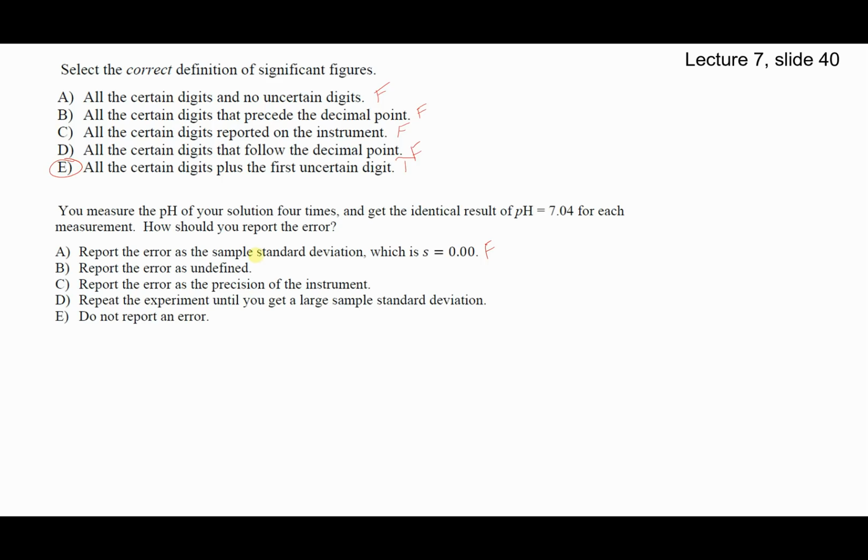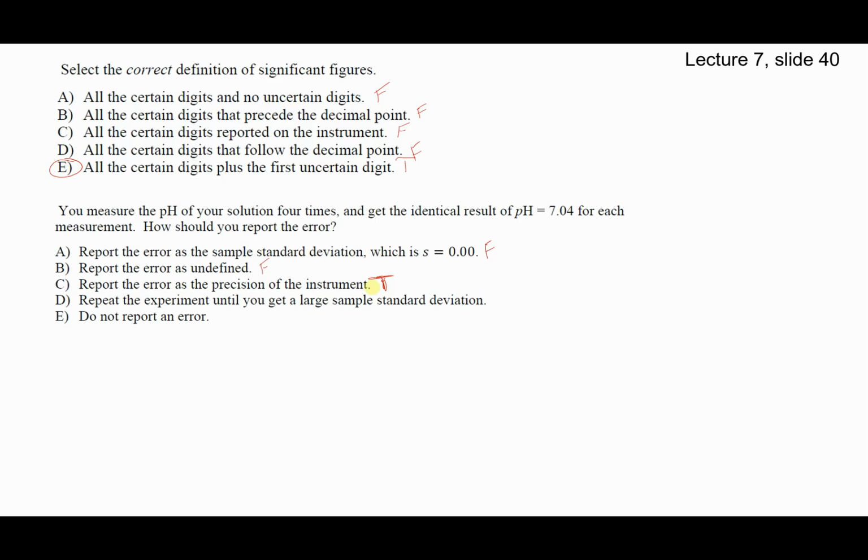B, report the error as undefined. No, we're not going to report the error as undefined. That is not what we do. We have never done that in class, and you shouldn't. C, report the error as the precision of the instrument. Yeah, we totally do that. Once you get too small, the best you can do is the instrument error or instrument precision, right? D, repeat the instrument until you get a larger sample standard deviation.